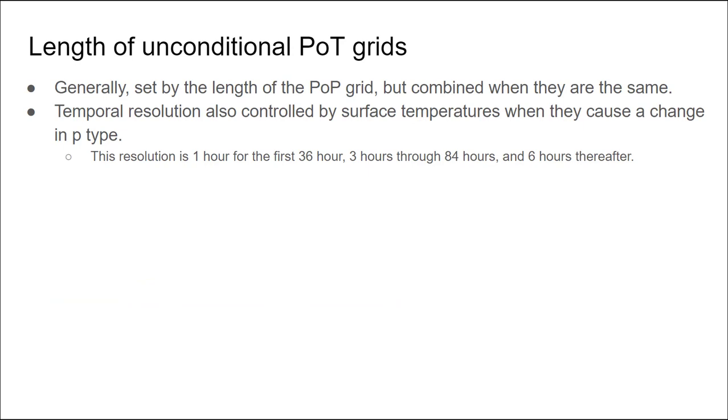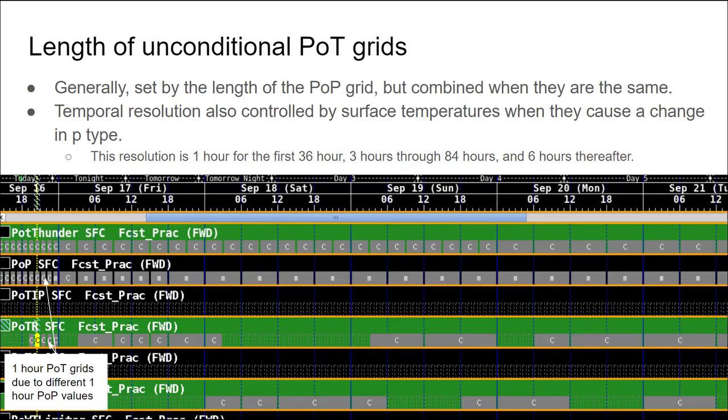You don't really need to know this, but let's just go over it so that there's no mystery. Generally, the length of the pot grid is controlled by your pop grid. If the values are the same, they will be combined. Like here, the pop grids are 1 hour long, and so are the pot grids. When they're the same value, you'll see that this will be combined into one single grid.